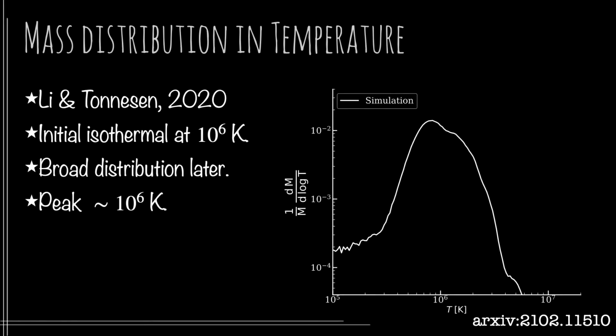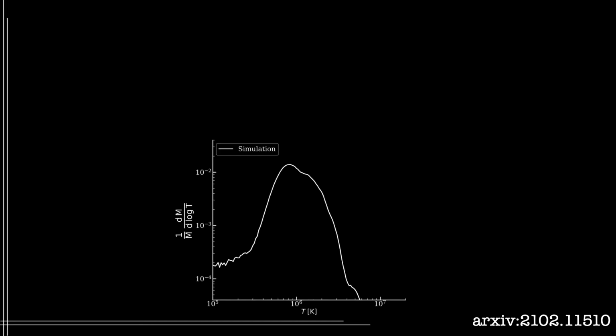We have tried answering this question by analyzing 3D hydrodynamic simulations of a Milky Way mass star-forming galaxy. These simulations are discussed in the 2020 paper by Lee and Tonnesen. At the beginning of the simulation, the gas is isothermal at 1 million K. Hot outflows from star formation overwrite this initial uniform temperature distribution. After a few gigayears of star formation, the mass distribution in temperature exists in a broad spread around a peak, which is the curve that you see.